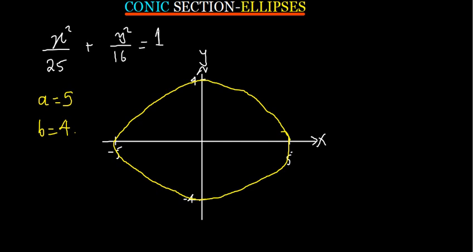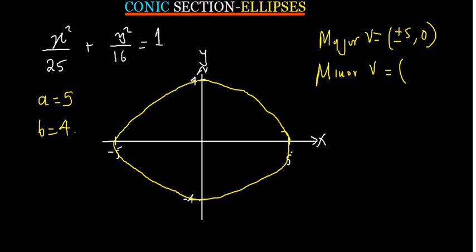Now from here, what are our vertices? Starting with the major vertices, the major one is going to be along the x, because that is where we have a greater range of values. So it is positive or negative 5, comma 0. And then the minor vertices will be along the y. Of course we know that on the y-axis, the x coordinate is always 0. And then the y coordinates will be positive or negative, the same 4.